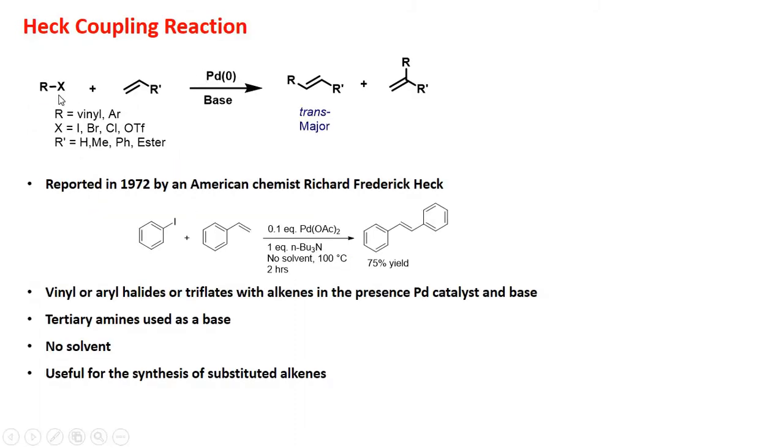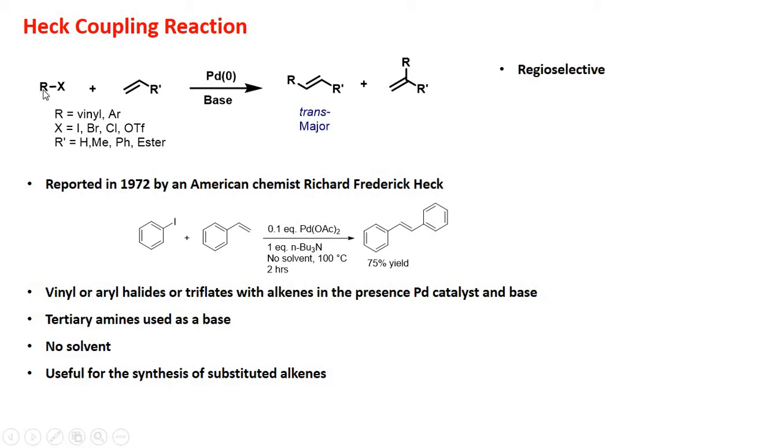Heck coupling reaction involves coupling of vinyl or aryl halides with alkene in the presence of palladium 0 and base, which leads to the formation of two types of alkenes. The formation of one of the alkenes as the major product is known as regioselective.